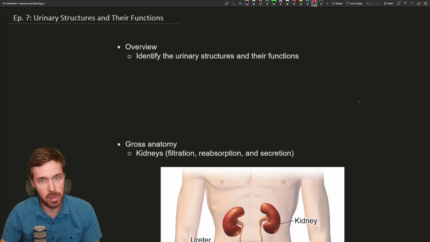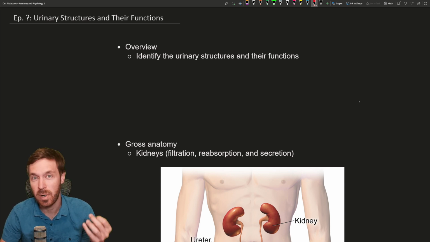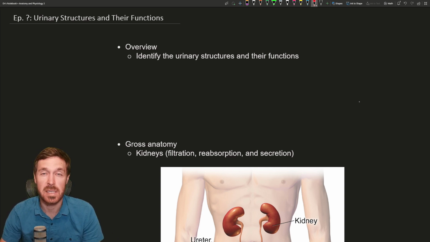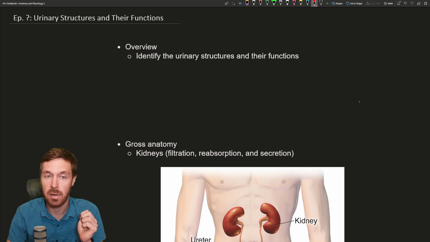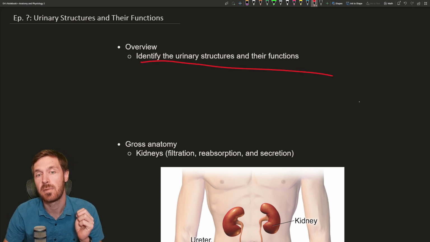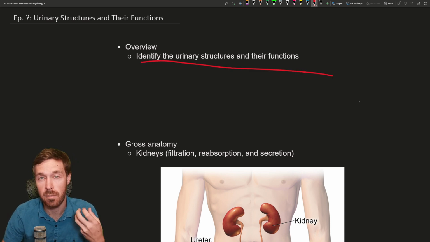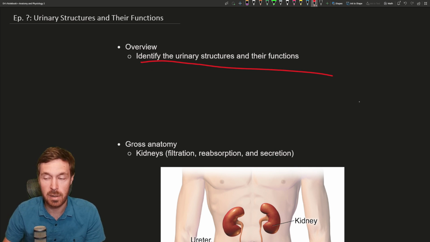How does that work? So the blood comes into the kidneys, goes through this complex filtration process, and it decides what your body does not need, which ends up heading to your bladder and becomes urine. So, like I said, in this video we're going to identify the urinary system structures and go over their functions and the overall functions of the urinary system itself.